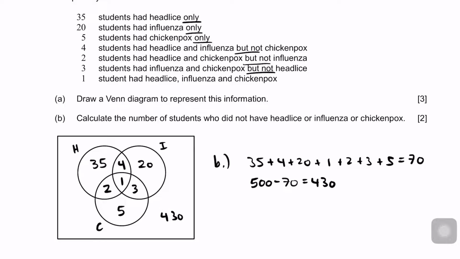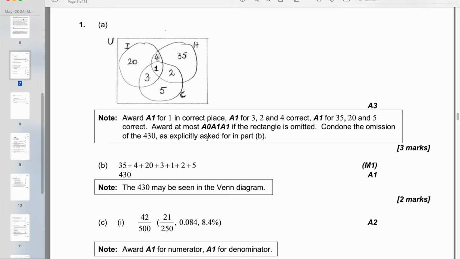One final thing is that, given that this is a 2-mark question, we would need to show the sum of values. So if I can just bring up the mark scheme really quick. Here it is. We see, even though it's a rather basic calculation, 35 plus 4 plus 20, since it's a 2-mark question, they're expecting to see some kind of process. So 35 plus 4 plus 20, adding up all these values on the inside, is equal to 70, and of course, 500 minus 70 gives us this 430 on the outside right here.